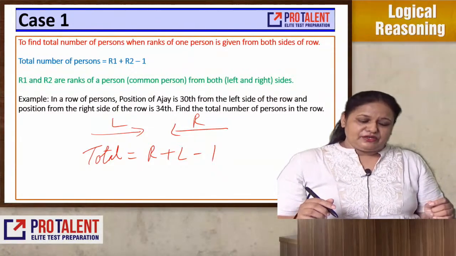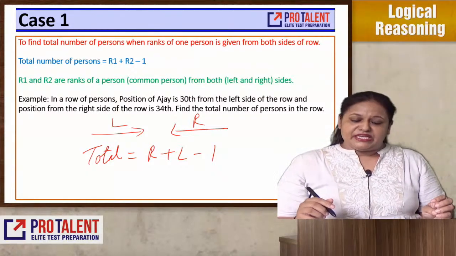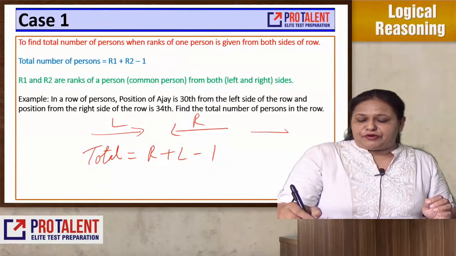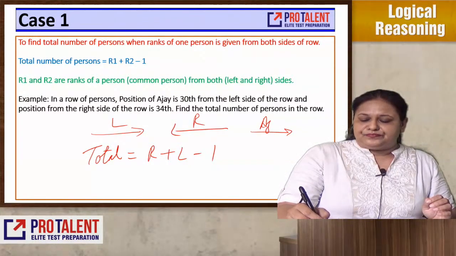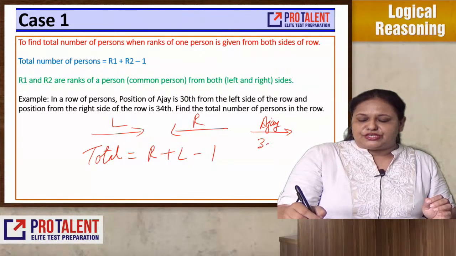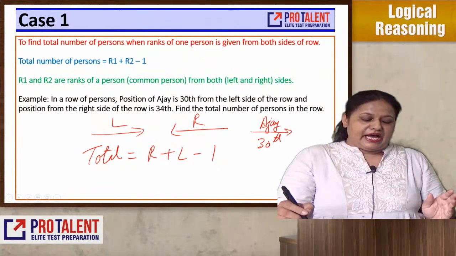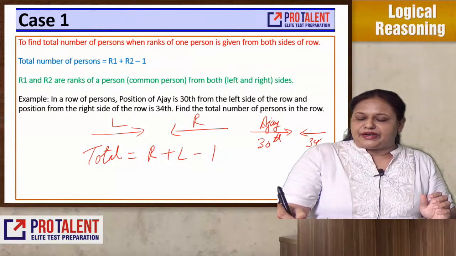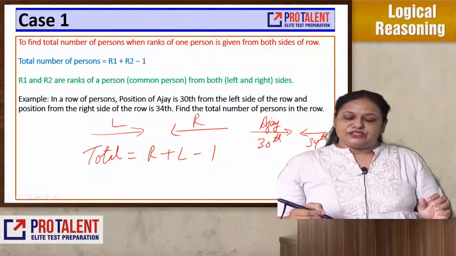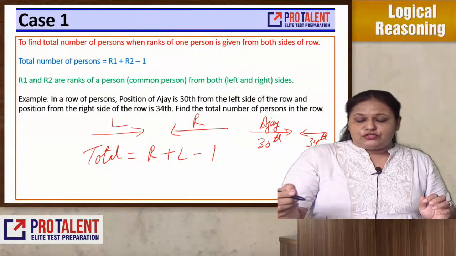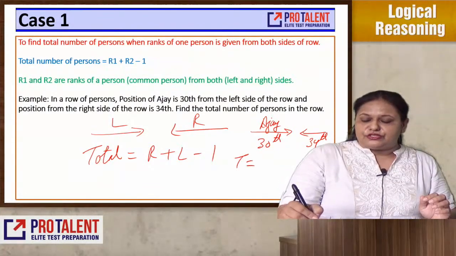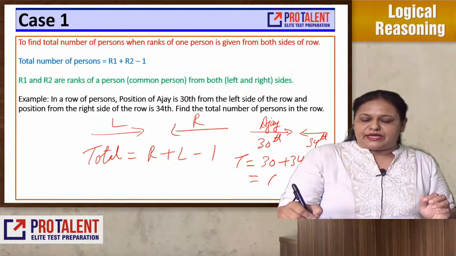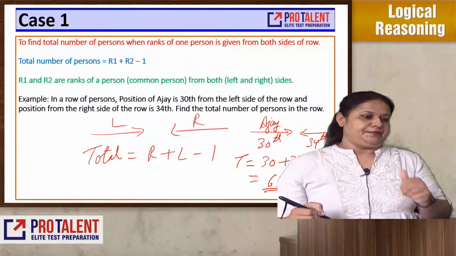For example, in a row, Ajay is 30th from the left, and from the right side his position is 34th. Find the total number of persons in the row. It is going to be very simple. The total is going to be 30 plus 34 minus 1, and the answer is 63. Perfect.